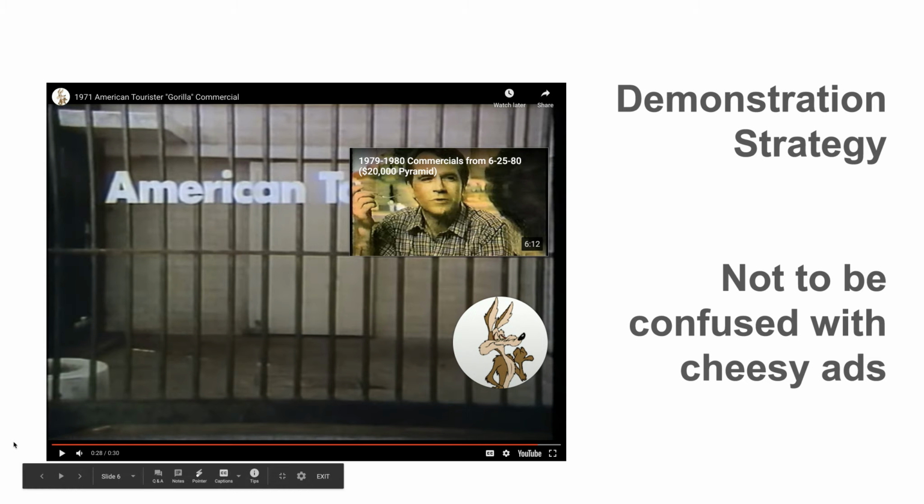All right, so basically says American Tourister there. Sorry about that ad that came up. But yeah, it's a really great ad, and it's a demonstration strategy. Helping someone understand how strong a particular suitcase brand is.